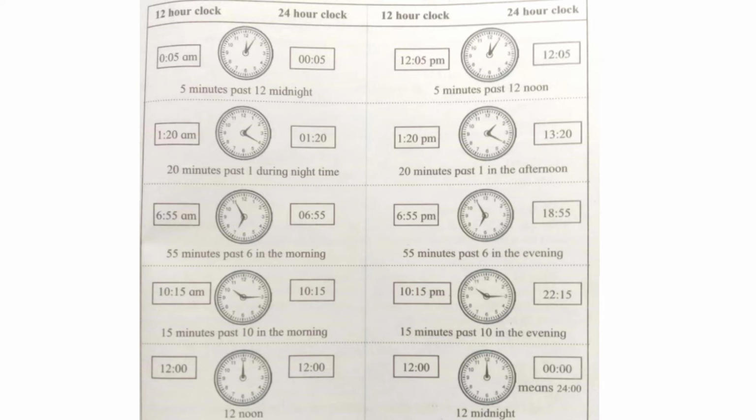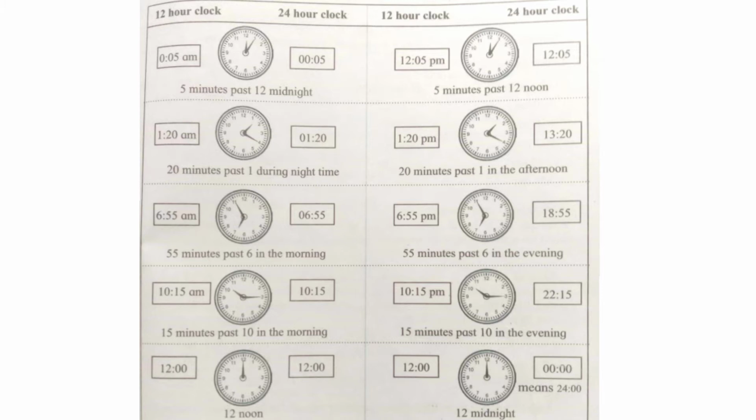Now see the fourth example. Hour hand is on 10 and minute hand is on 3. It means as per 12-hour clock system it is 10:15 p.m. and as per 24-hour clock system 10 means 22. So the timing will be 22:15. It means 15 minutes past 10 in the evening.